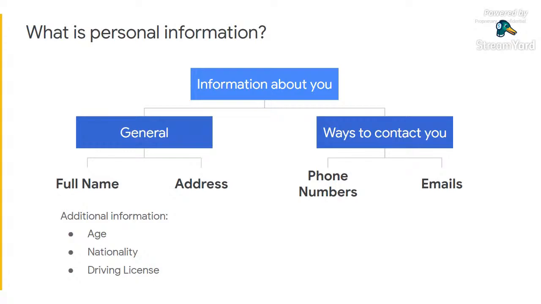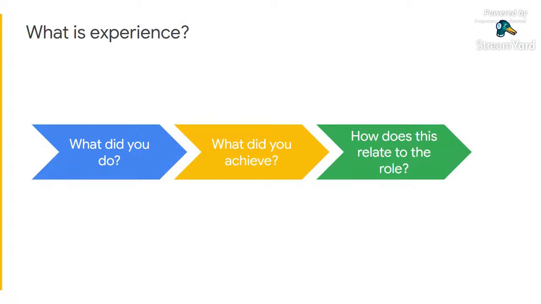Right. What is personal information? Personal information is all about you, who you are. So the personal information may include your general details, which can be your name, your address. You can also add other information, which can be the age, nationality, a driving license if you have one, or a learner's license if you have one, right? Now, you also want to include ways to contact you. What is your cell phone number and email, so that you can get feedback from the employers once you have applied, right?